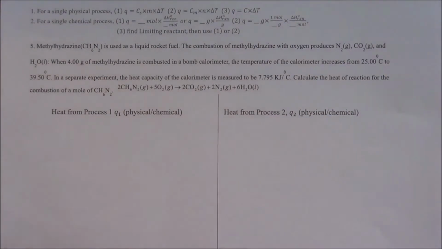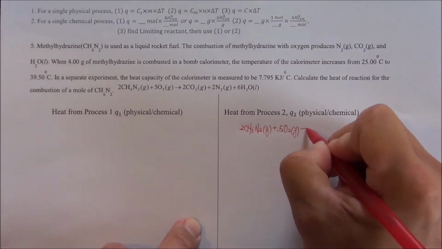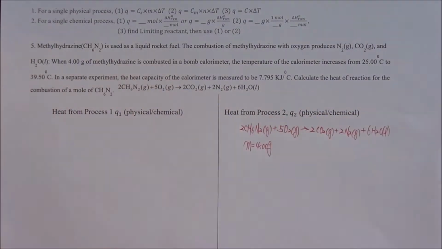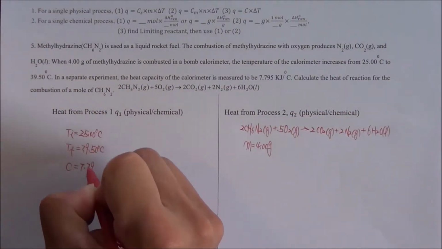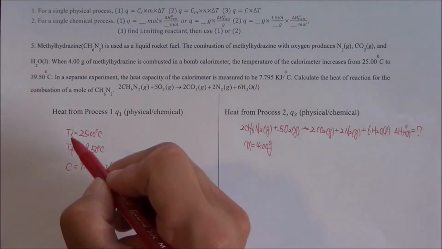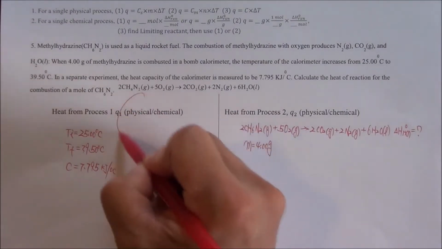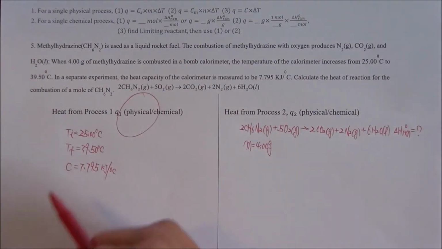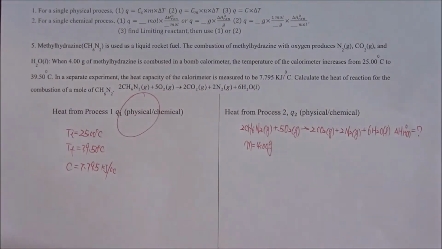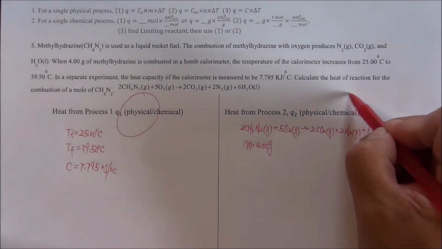For a heat calculation problem, I recommend you use a 2-column worksheet to summarize the most important information. In a heat calculation problem, temperatures always belong to a physical process. The heat capacity always belongs to a physical process as well. A chemical reaction always belongs to a chemical process.